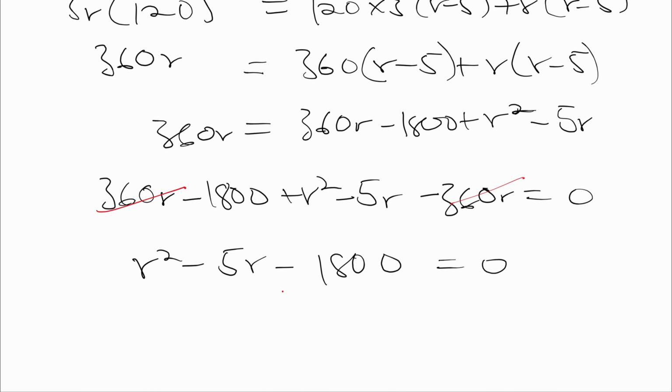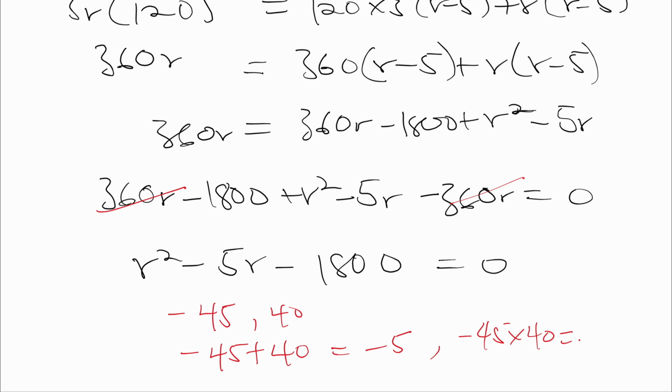So what we do is find factors of 1,800 that when we multiply, we get negative 1,800, and when we add, we get negative 5. So those two factors are negative 45 and 40. So let's look at something. Negative 45 plus 40, we have negative 5. And then negative 45 times 40, we have negative 1800.